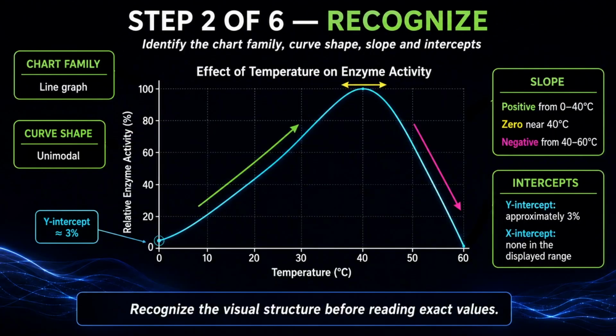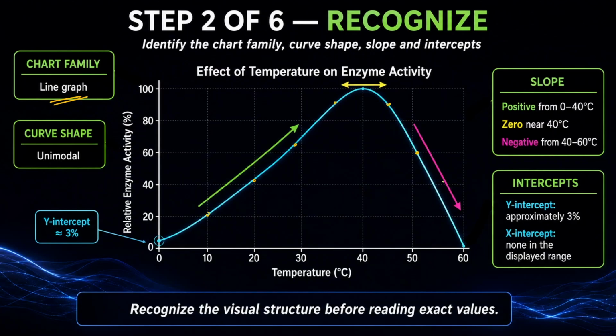Now let's move to the second step, recognize. After decoding the graph, do not read the values immediately. First, recognize the overall visual structure of the graph. The first thing to identify is the chart family. This is a line graph where data points are connected to show how a variable changes continuously.